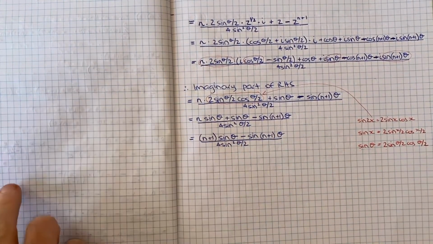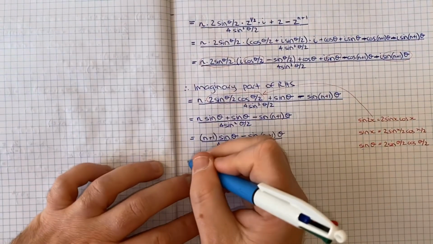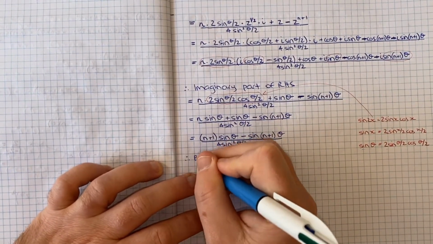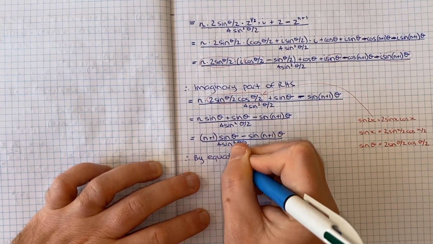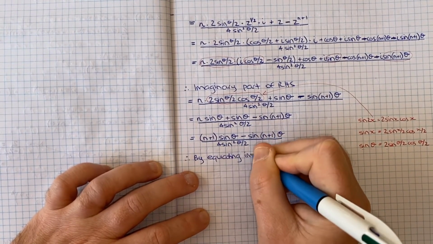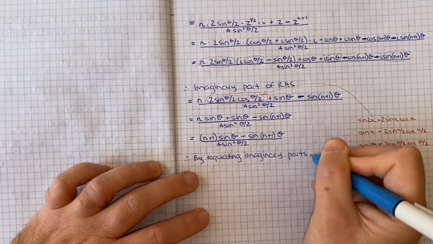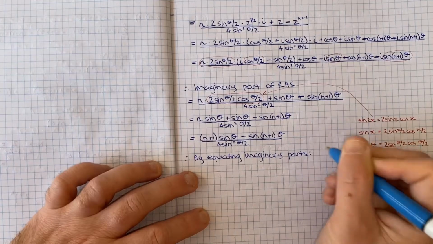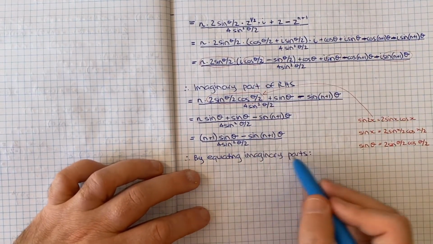So that is what we've got. So now we can do our final conclusion. Therefore, by, how do we say it? Let's say by equating imaginary parts. And I think we do need to highlight to, say, an exam marker that this is the whole reason for our approach.